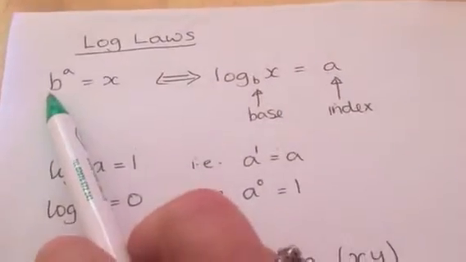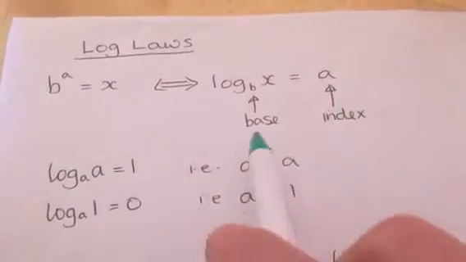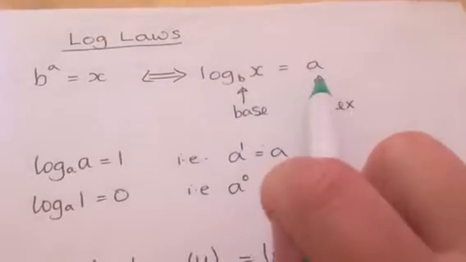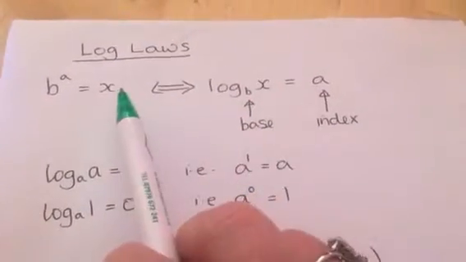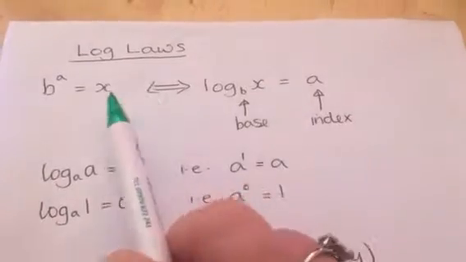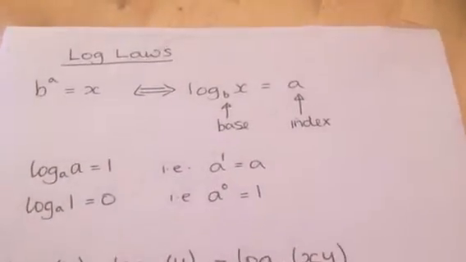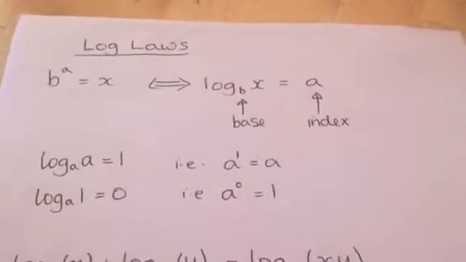So this is the base and this is the index. In log notation, the base is here and the index is on its own. You need to be able to go from this to this and from this to this, so make sure that you learn the different forms.